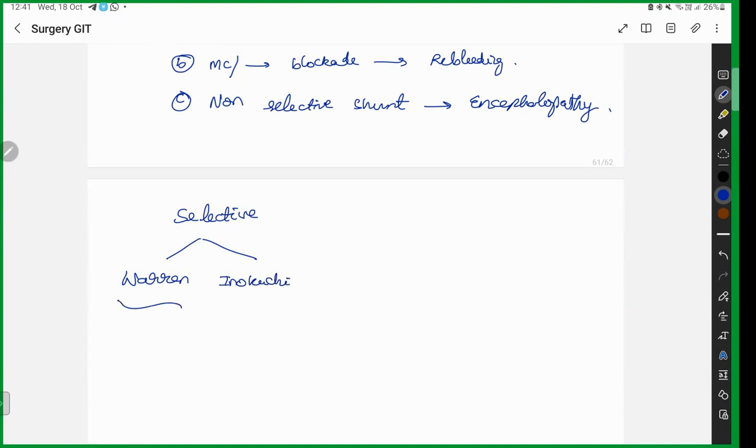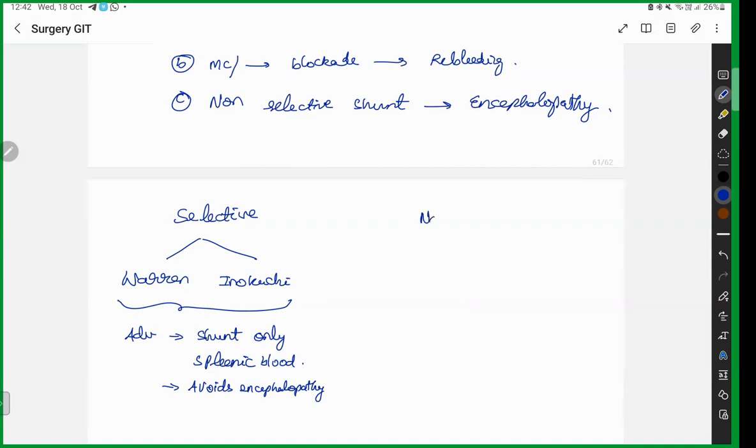So what is going to be the advantage of this? The shunt is going to be only for the splenic vein. It's going to be only for splenic blood, and this is going to avoid encephalopathy. So number one, it shunts only splenic blood. Number two, it is going to avoid encephalopathy.